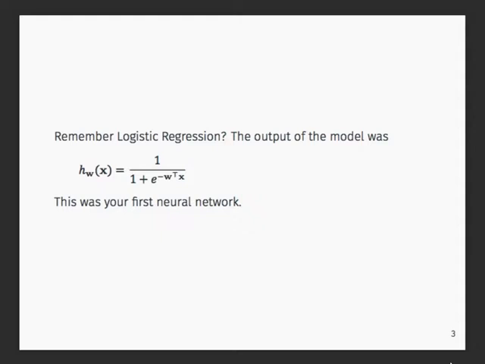So remember logistic regression, okay? We had this way of predicting what the probability of an outcome was. So that was the model here we had. And as it turned out, this was your first neural network, okay? It's a big word because actually it's just one neuron, but still, it's a neural network nonetheless.